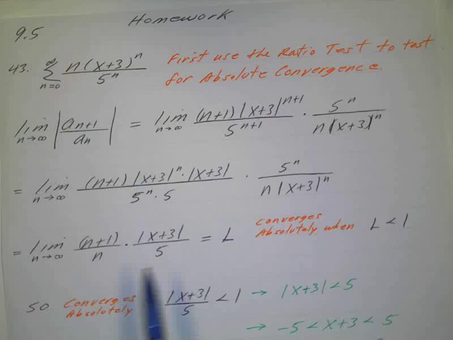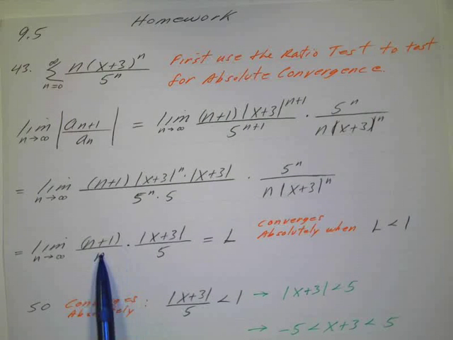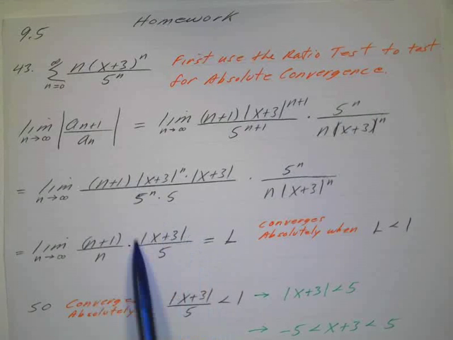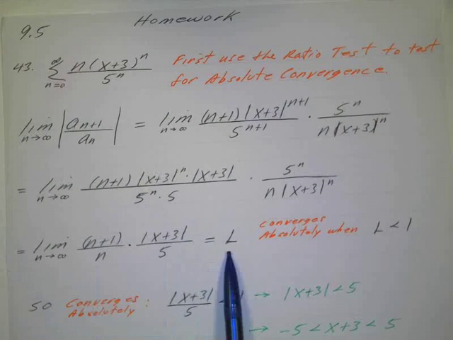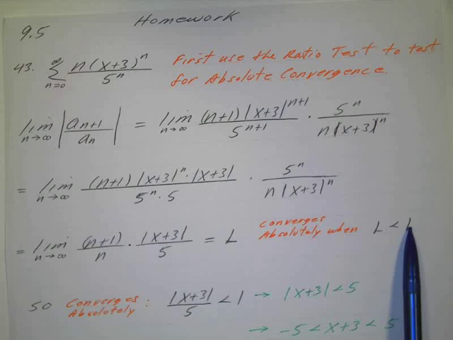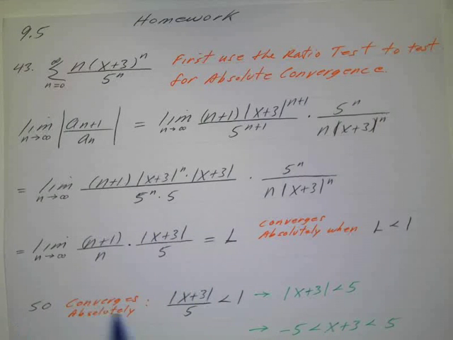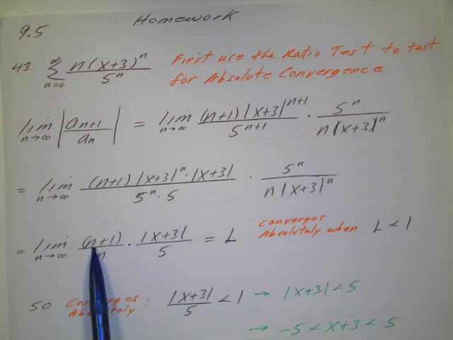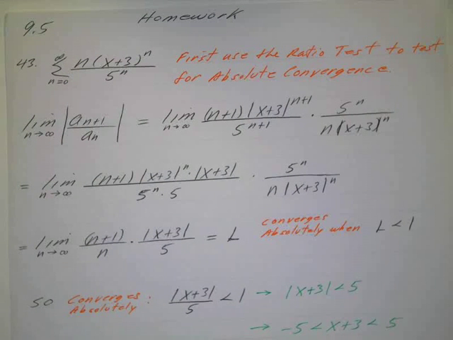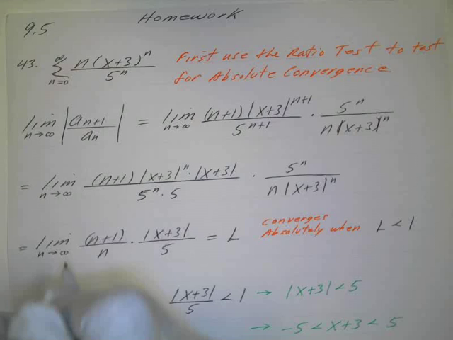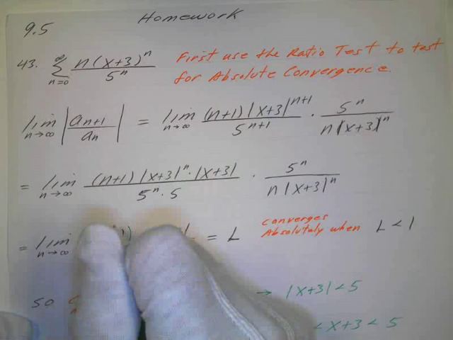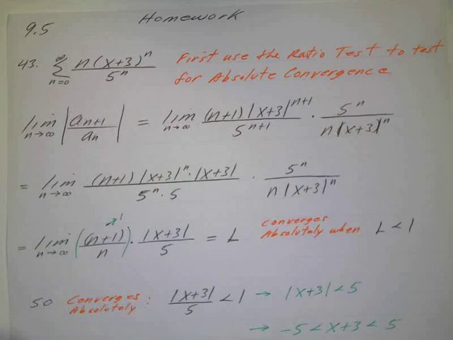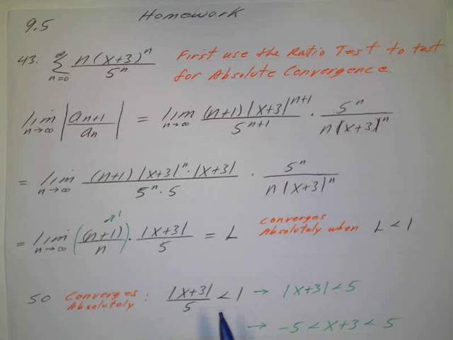Okay? And if I take the limit of this, this is just going to be 1, so it just ends up being this, which equals L. This limit equals L, and that converges absolutely when L is less than 1. And that's just going to be just this. So it converges when the absolute value of x plus 3 divided by 5 is less than 1, because this whole thing is L, and this limit goes to 1. I'll probably notate that like this. That goes to 1.